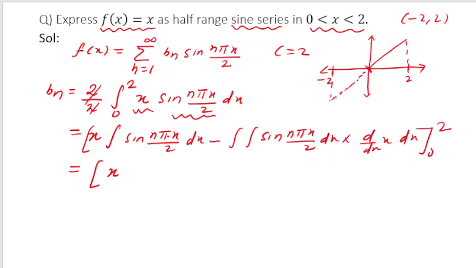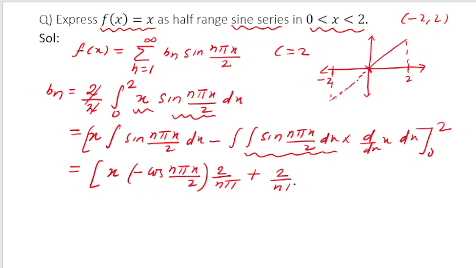So x, the integration of sine will give me minus cos n pi x by 2, and I need to divide it by the coefficient, that is n pi by 2, so I need to multiply it by 2 by n pi. If I integrate this again, I will get minus cos n pi x by 2 and 2 by n pi. So this will become plus 2 by n pi, which is a constant, so I will write it outside, and what I will get is cos n pi x by 2 dx. And dx by dx is equal to 1.